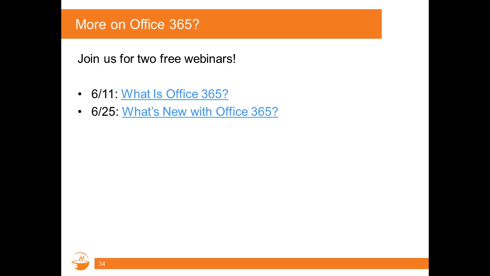we have 2 upcoming webinars on June 11th and June 25th where we'll do a more in-depth cover of what is Office 365 and what's new with Office 365. Like I mentioned, there's now Skype for Business and some business intelligence software that's now included, Yammer, a number of features that have been added. So in addition to last year there were only 2 options available, now there's 4. So we're going to talk about some of those differences.